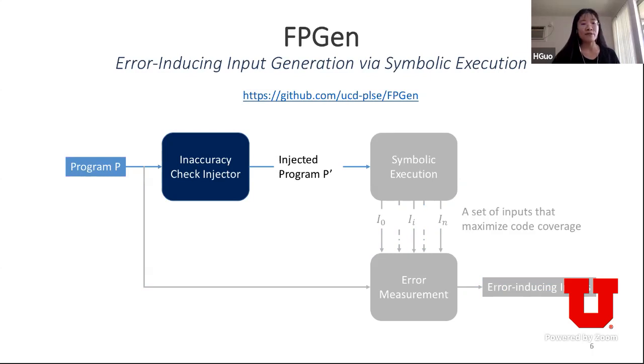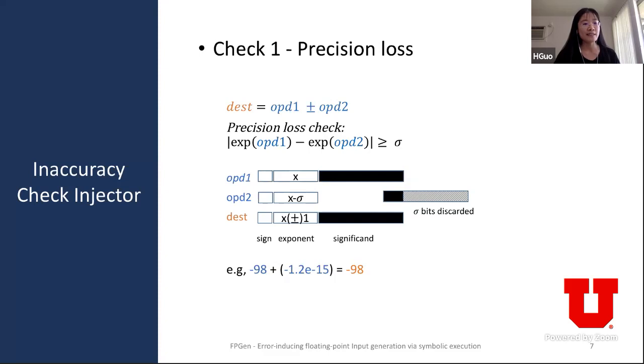First, we describe our first component, the accuracy check injector. There are two checks in the injector. The first checks for precision loss. For addition and subtraction operations, we compute the difference of the exponents of the two source operands. If the difference of the two exponents is larger than a threshold sigma in magnitude, then we consider that a severe precision loss. To illustrate what the threshold sigma represents, we use this figure. Each number in this figure is represented in the form of sign, exponent, and significand. And sigma here represents the number of bits that are discarded in the significand of one operand.